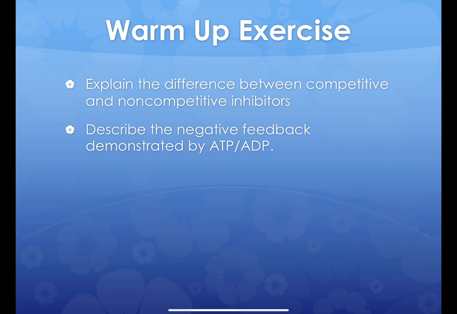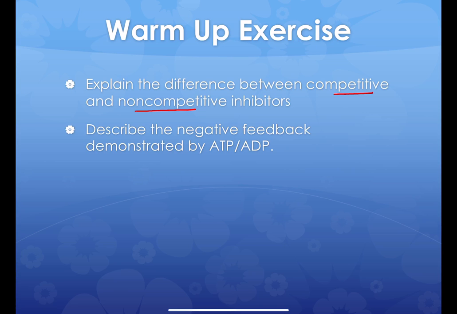So just warming up, the difference between competitive inhibition and non-competitive inhibition is whether or not they bind to the active site. Okay, competitive is going to bind to the active site and block the enzyme from getting there. Non-competitive is going to bind to somewhere else on the enzyme, but still cause a change in shape that makes the process less effective. Okay?